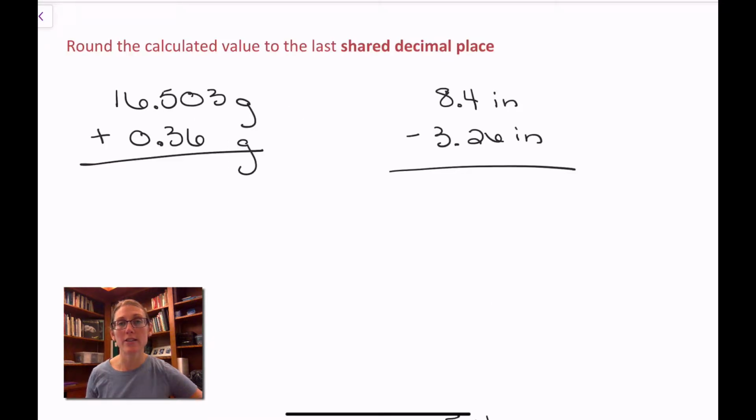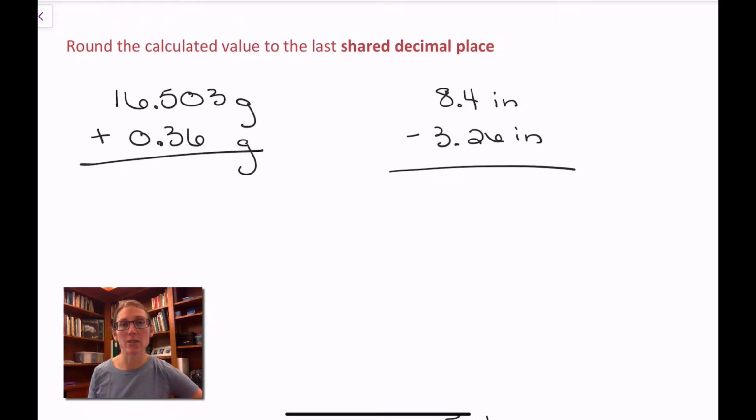So when we're talking addition and subtraction, we have just one rule. We need to round our final value to the last shared decimal place of the two measurements. What we're doing here is making sure that when we put numbers in our calculator, the number we write down actually reflects how well we know the measurements. We're not just creating new numbers that we don't actually understand or don't actually know about the measurement we're reporting.